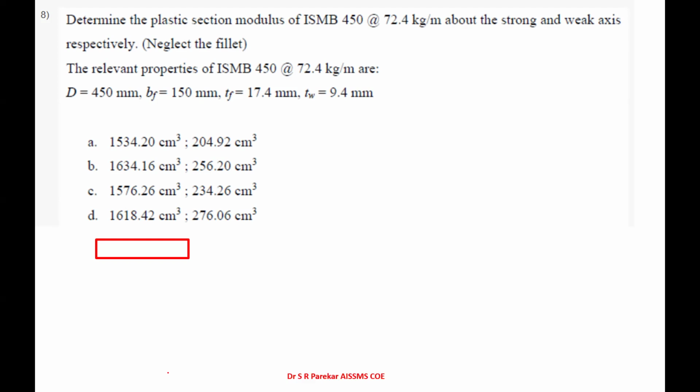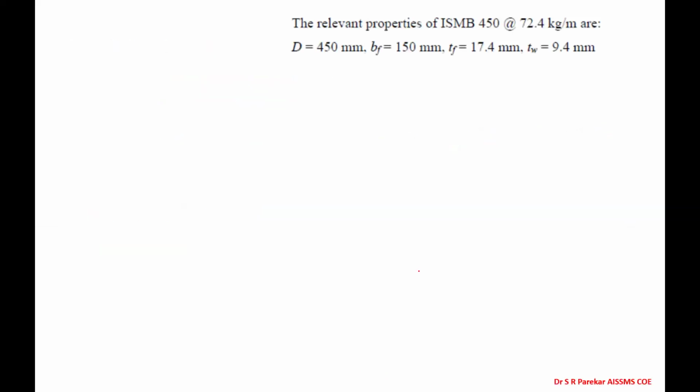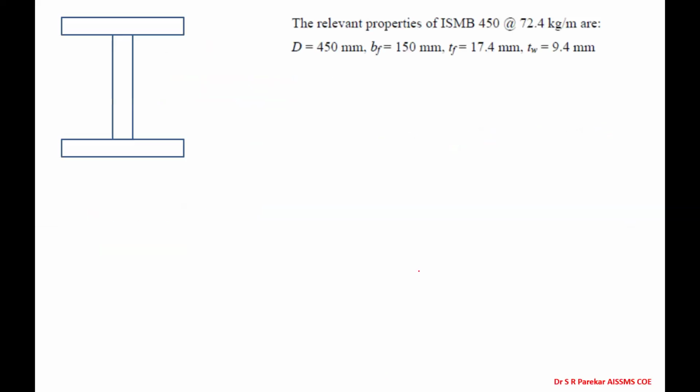Next, determine the plastic section modulus of ISMB 450 about both axes, and the data is given. We have to keep in mind that when we go with plastic section modulus, we have to use the plastic neutral axis, and the plastic neutral axis always divides the area equally into two parts. One part will be in compression and the other in tension. Then we go with the relevant properties we have been given.